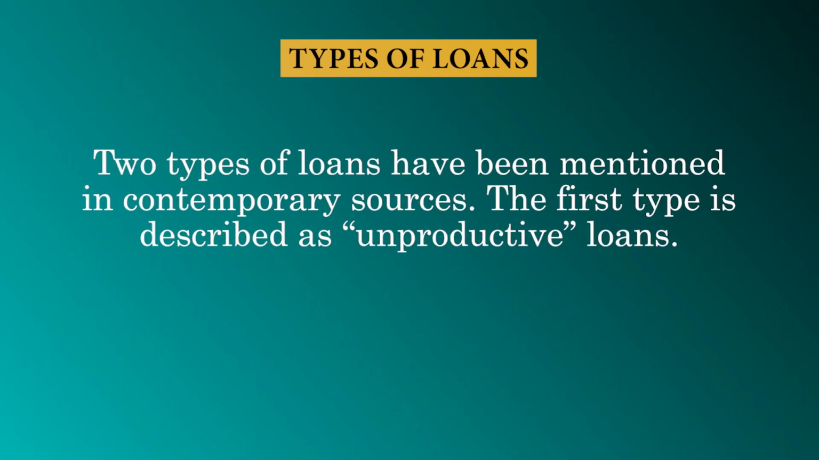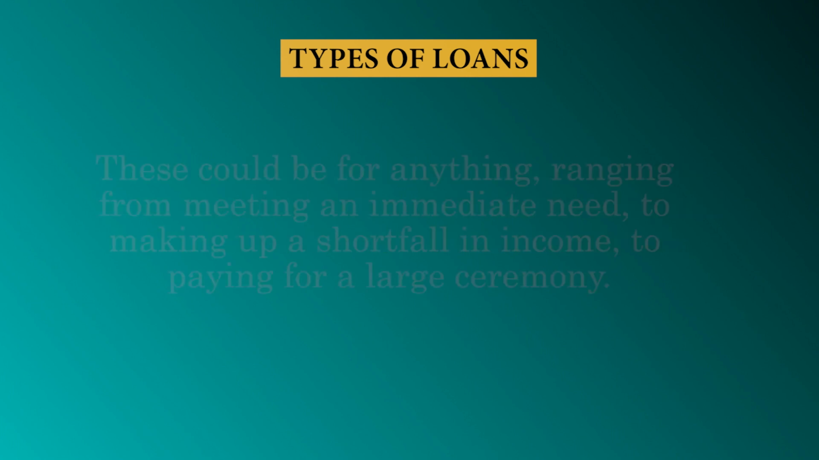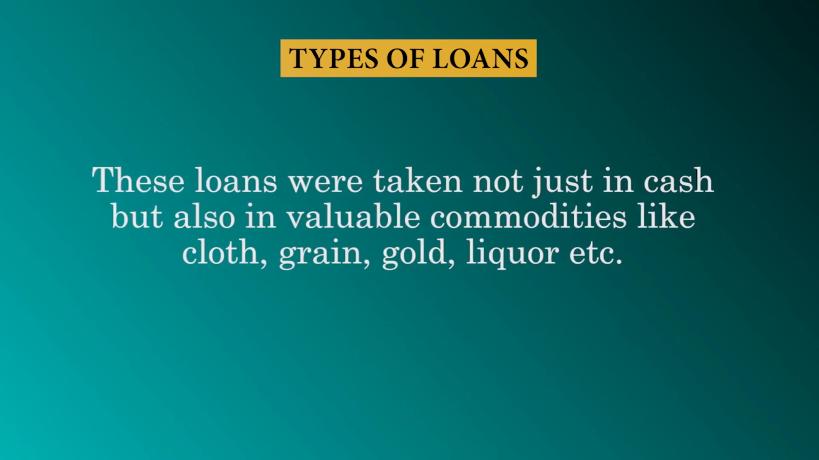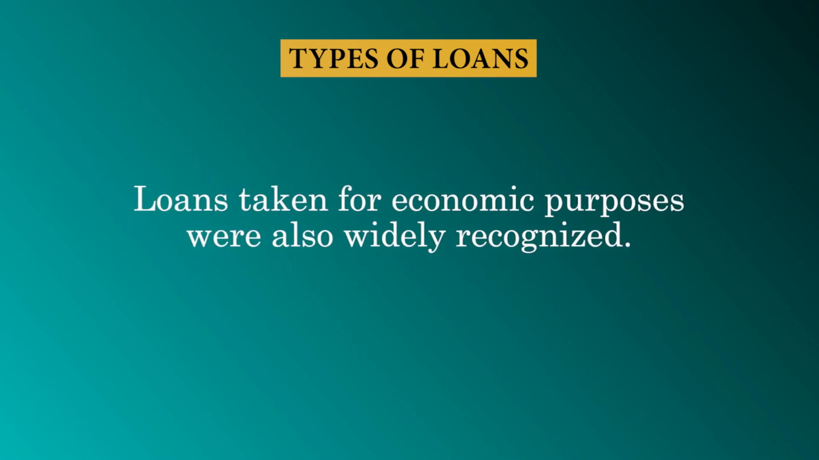There are two types of loans. These have been mentioned in contemporary sources. The first type is described as unproductive loans. These were loans taken out to meet personal or family needs and not meant to help with economic activities. These could be for anything, ranging from meeting an immediate need to making up a shortfall in income to paying for a large ceremony. These loans were taken not just in cash but also in valuable commodities like cloth, grain, gold, liquor, etc.